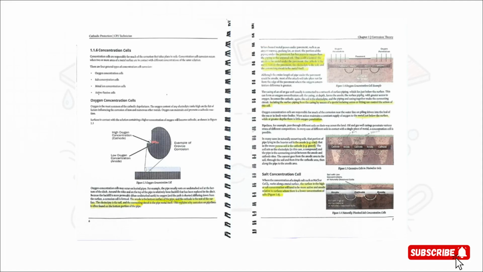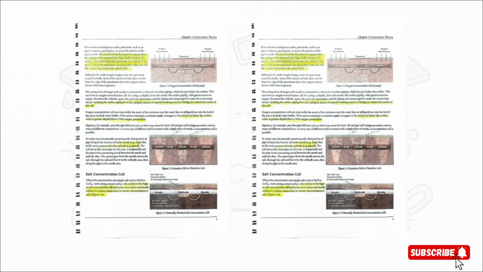Let's look at the most common type, an oxygen concentration cell. The rule here is simple. The area with less oxygen becomes the anode and corrodes. This is exactly why a crevice, which is starved of oxygen, will start to rust first. A perfect real-world example is a pipe that's buried under pavement. The section directly under the pavement just can't get as much oxygen from the air as the section in the open soil next to it. So what happens? The oxygen-starved section under the pavement becomes the anode, and it starts to corrode away.